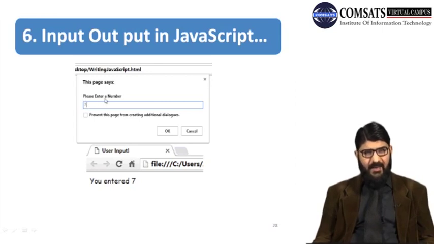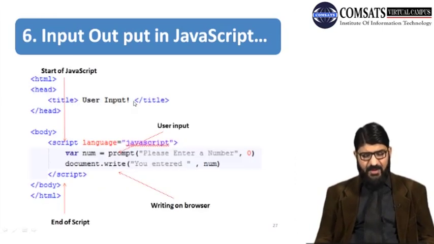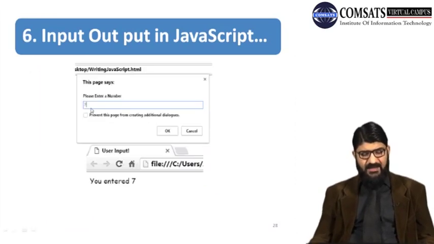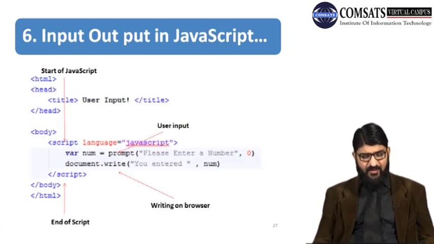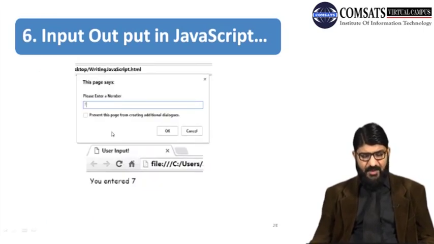"Please enter a number" is given by the prompt function, and then the number 7 is given, and this is displayed by the document.write code. So this will be the way to write document.write. "You entered 7" is displayed when you have given the relevant input.